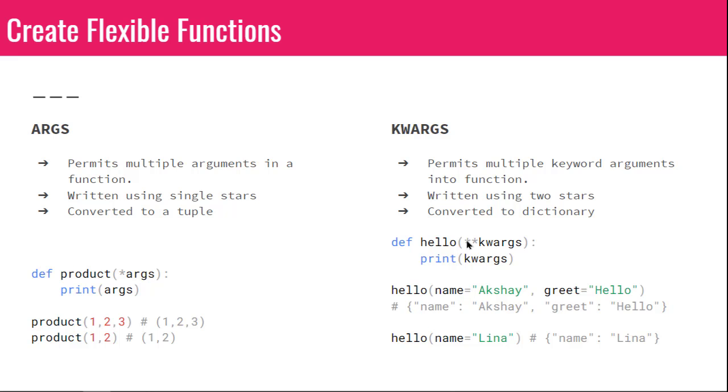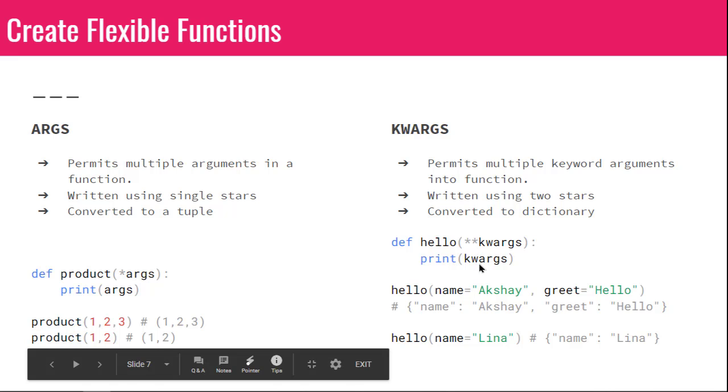This variable name does not have to be kwargs, you can name it whatever you want, but in the Python community it's a convention to write them as kwargs. These are usually written using 2 stars. When we print these keyword arguments, it simply prints a dictionary containing all the keyword arguments.